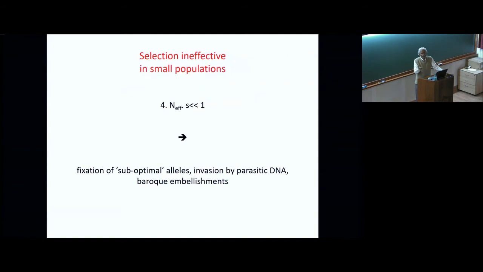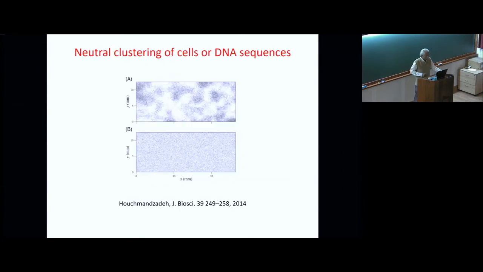Right, so this really turns out to be, the mathematics of this is rather nice and the formula is straightforward. The population size times the selection coefficient has to be less than 1. There's a factor of 4 for reasons that we don't need to get into. So the consequence of this is, as I said, you can get fixation of suboptimal alleles, you can get successful invasion by parasitic DNA, and you can get what I've called Baroque embellishments, the kinds of things that you will come across if you look at the molecular biology of the cell. Really pretty bizarre things, some of them, right?